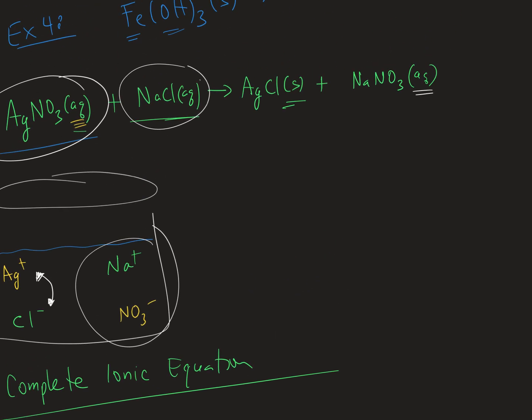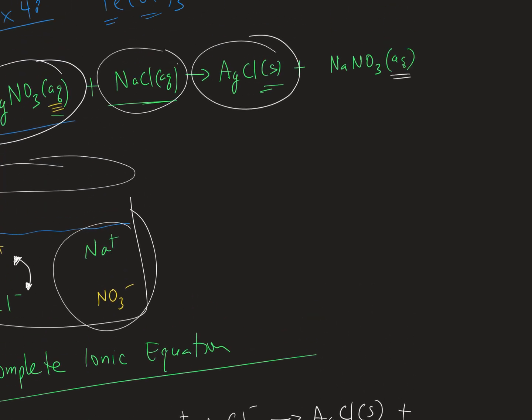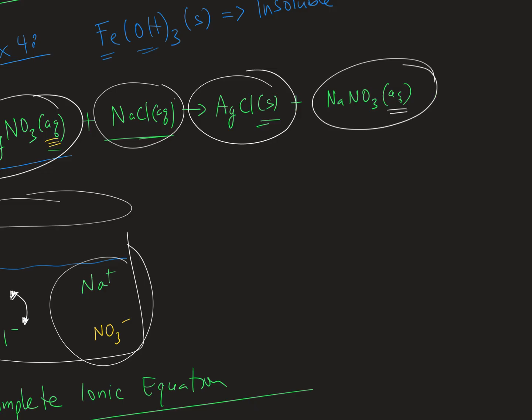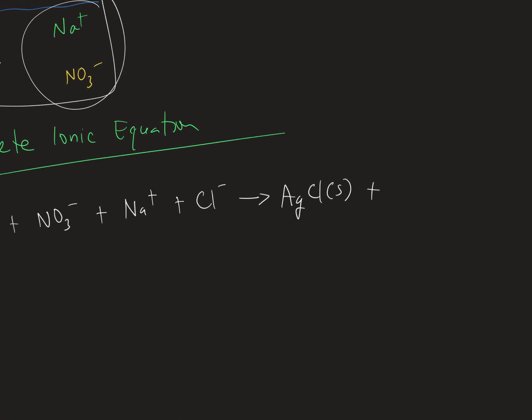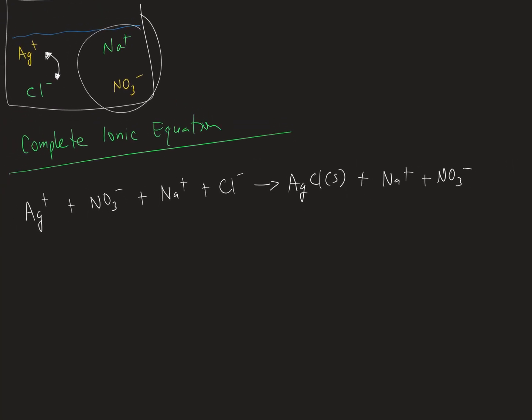Does AgCl as a solid split? No, because it's insoluble. It's a solid. So we're going to just write that as is. AgCl as a solid. Does sodium nitrate split? Yes, because it's aqueous. Na plus and NO3 minus. So there is our complete ionic equation.